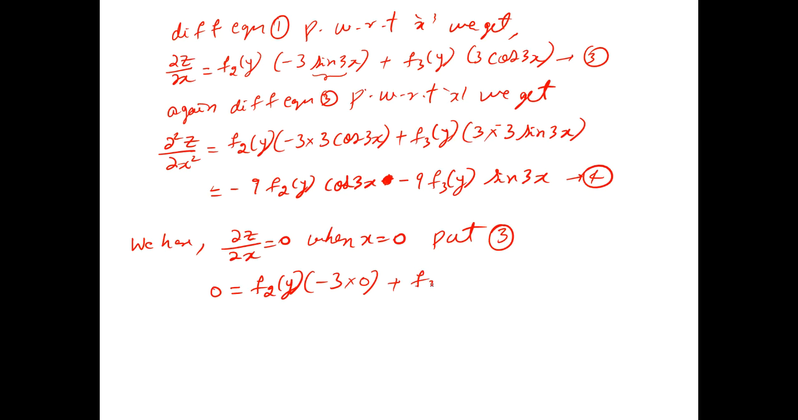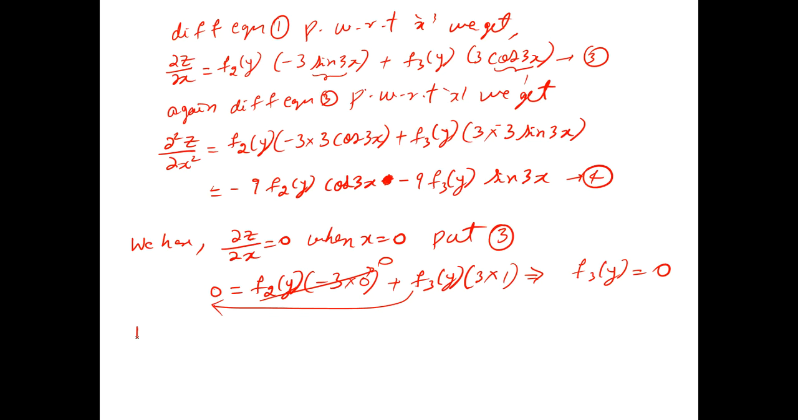Plus f3y. Now here again 3 as it is into cos 3x, students. X is 0, 0 into 3 is 0. Cos 0 is 1. So this will become 1. So that implies f3y is equal to 0, because here minus 3 into 0 is 0. This term will become 0. Only f3 will remain. f3 is nothing but 0. This is how we have to simplify.